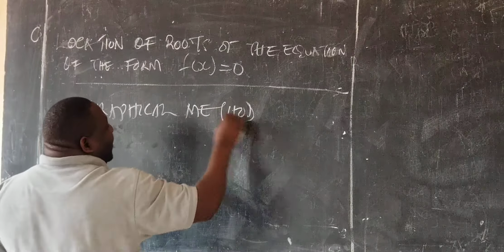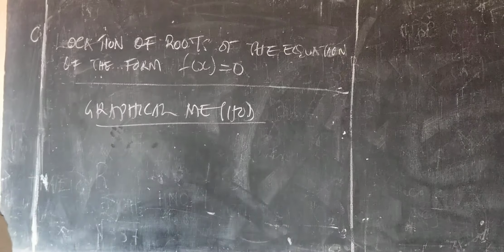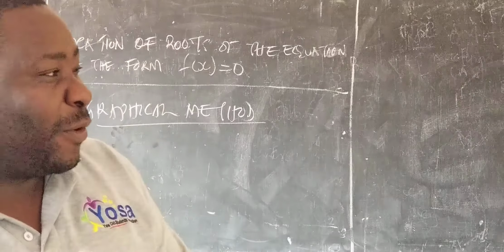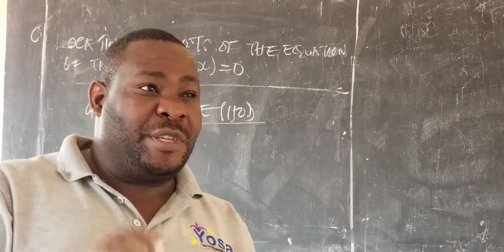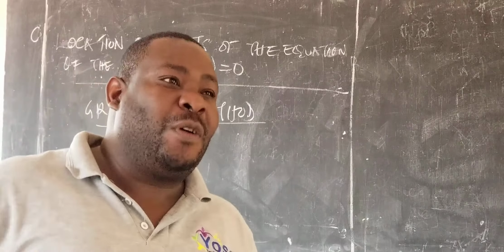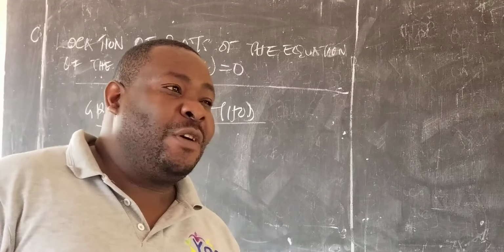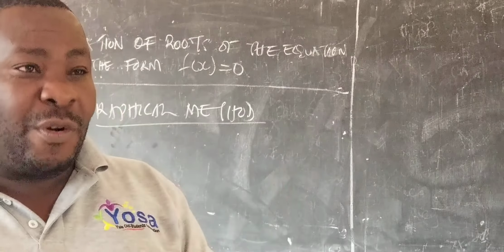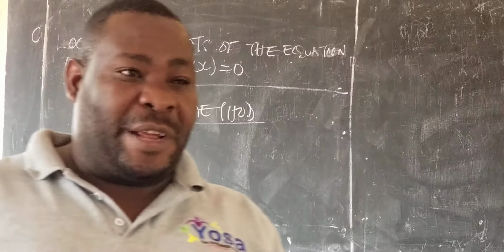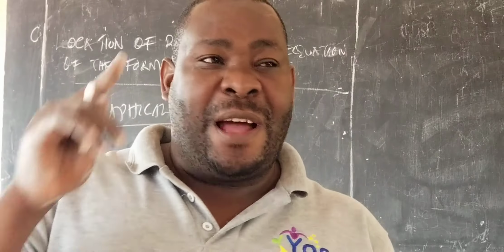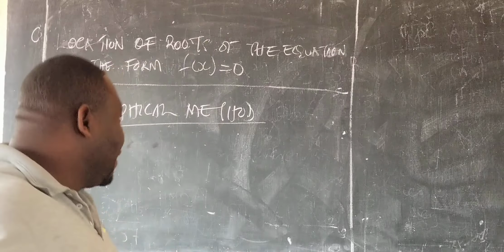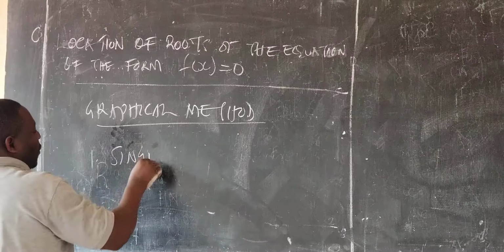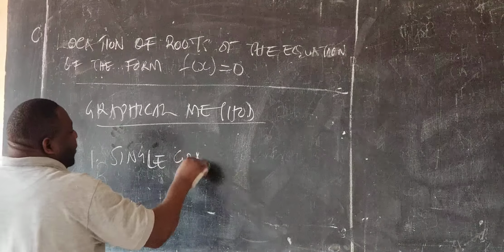And the graphical method is also subdivided into two. There is the single graph method and the double graph method of locating the interval within which the root of the equation lies, and also locating the actual root of the equation. We can locate the actual root of the equation using the graphical method. So the graphical method is categorized into the single graph method and the double graph method. So let us first look at the single graph method.